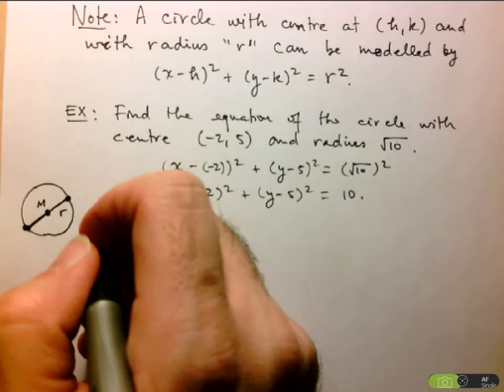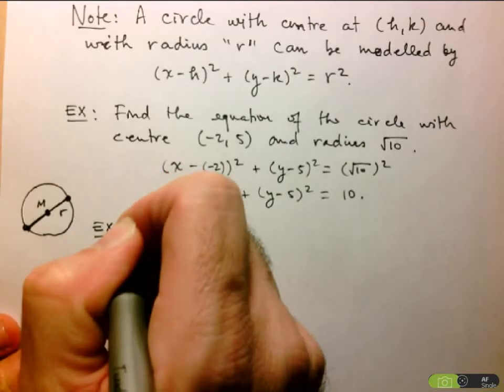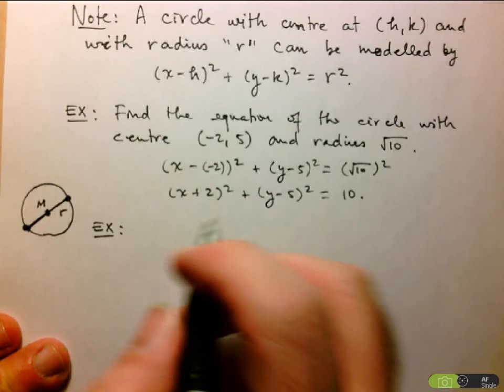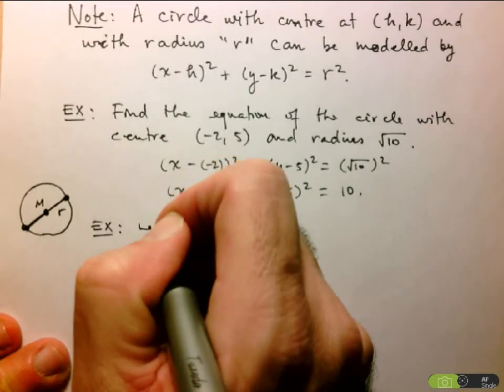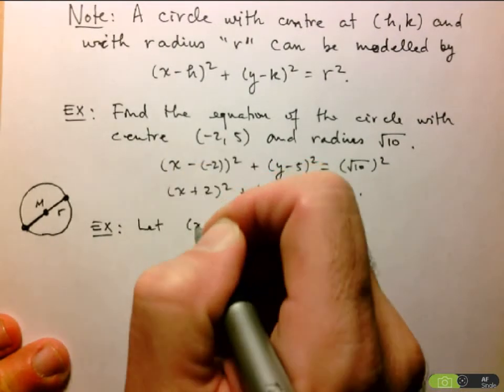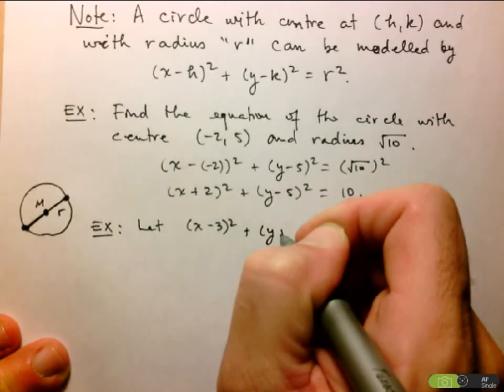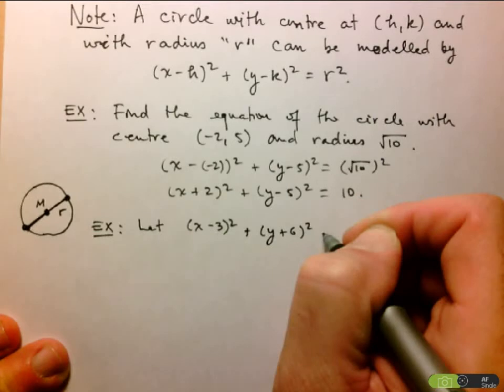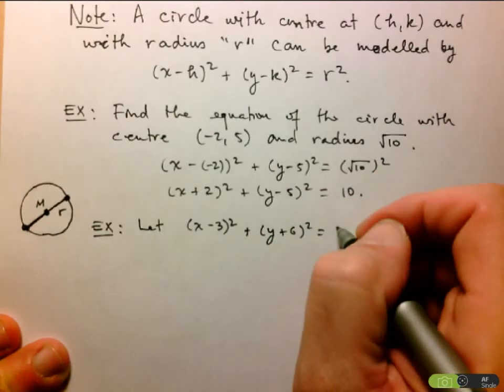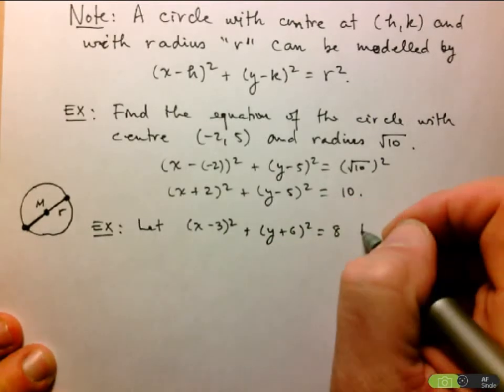Okay, let's take a look though at a different example here. Okay, so let's say let x minus 3 squared plus y plus 6 squared equals, say, 8. Okay, be a circle.